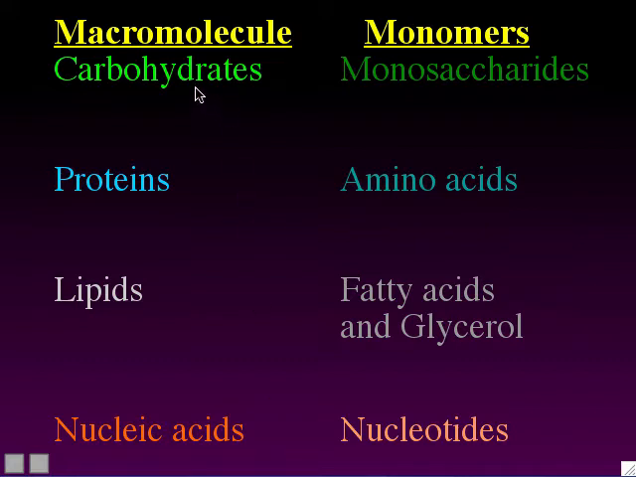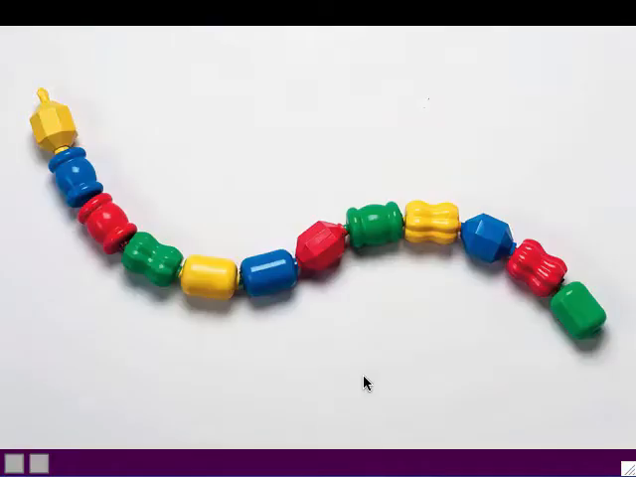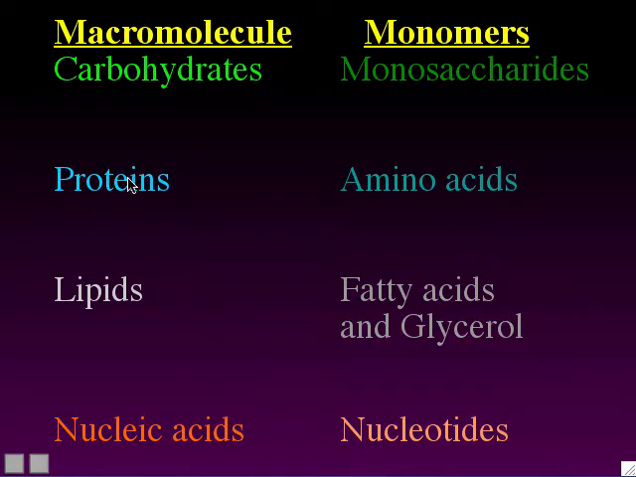So for carbohydrate macromolecules, their monomers are called monosaccharides. So when you think of carbohydrates, think of a whole bunch of these monosaccharide monomers all linked together. And for protein macromolecules, their monomers, I can just show you like this. So when we talk about carbohydrates, think of those as a macromolecule, and their monomers are called the monosaccharides. And for proteins, they're a macromolecule, so they are a polymer, and their monomers are called the amino acids.